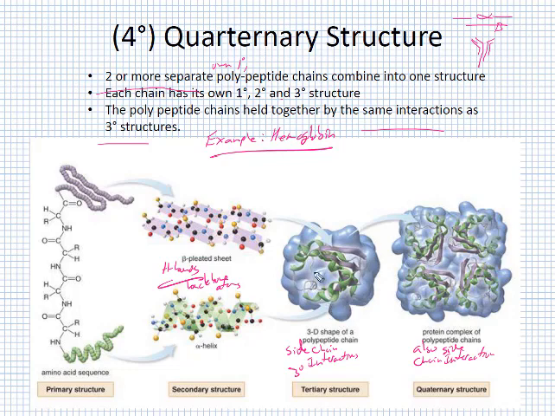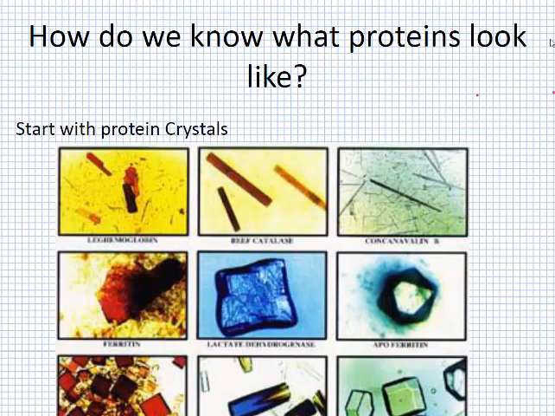So what they're showing here is one subunit. And then we have four of them put together, so this would be called a tetramer. Tetra for four. So four subunits held together by these side chain interactions. What do proteins really look like? Well, I showed you some models. How do we know that they look like this?